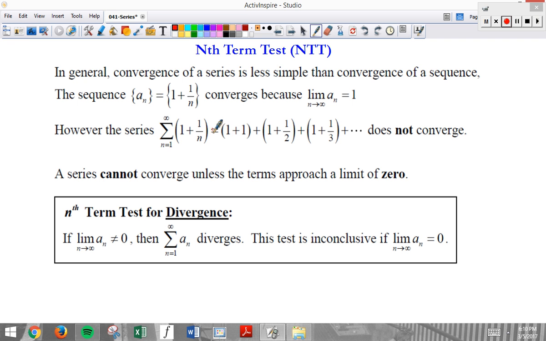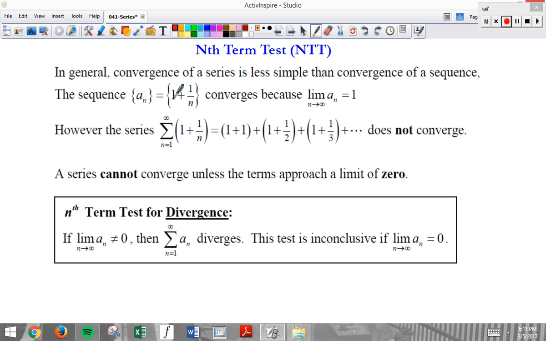Okay, it does not converge because you're adding 1 plus 1 plus 1 infinitely many times. If you got paid like this, you would have infinitely many dollars. $2 plus $1.50 plus $1.33. Why is your pay going down? I don't know. But either way, you're okay. Because eventually you're just adding up $1 infinitely many times.